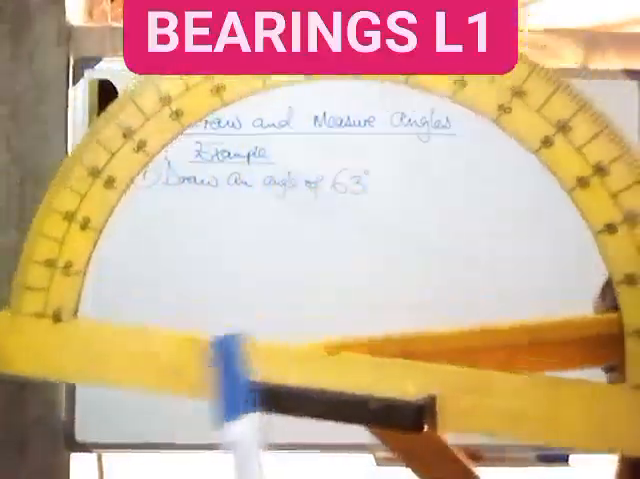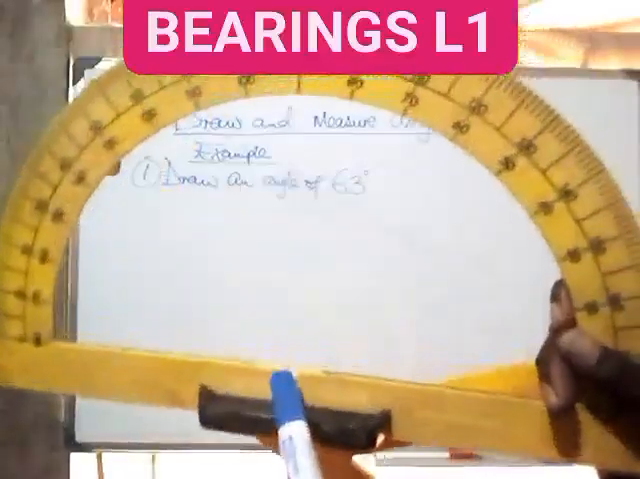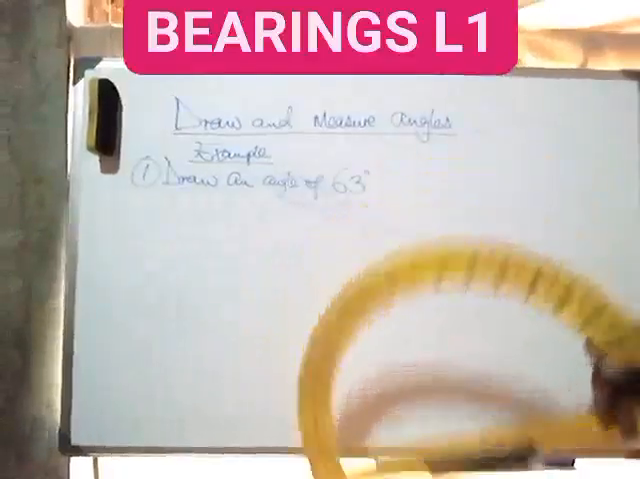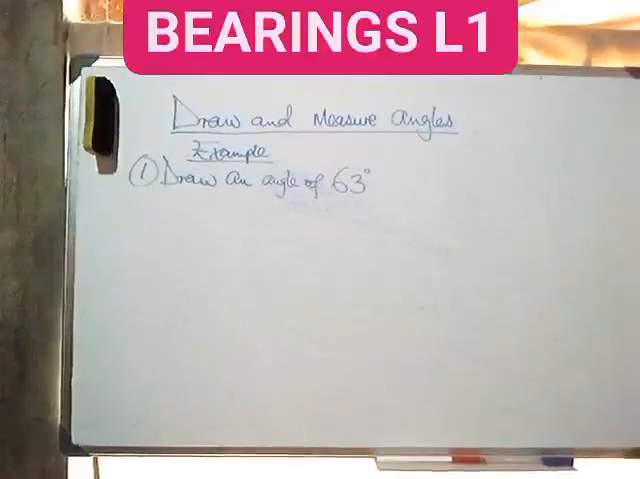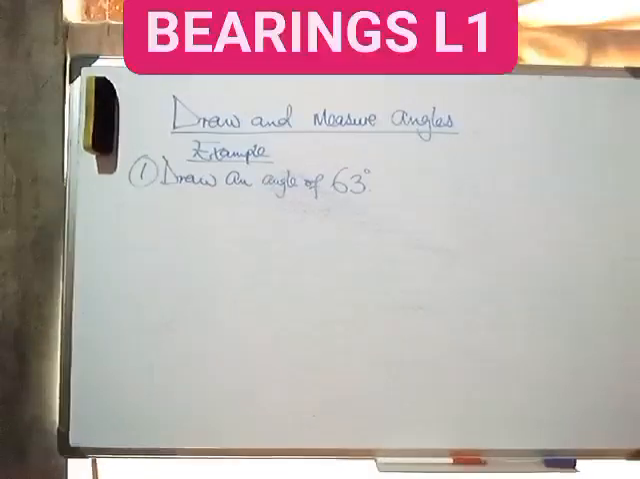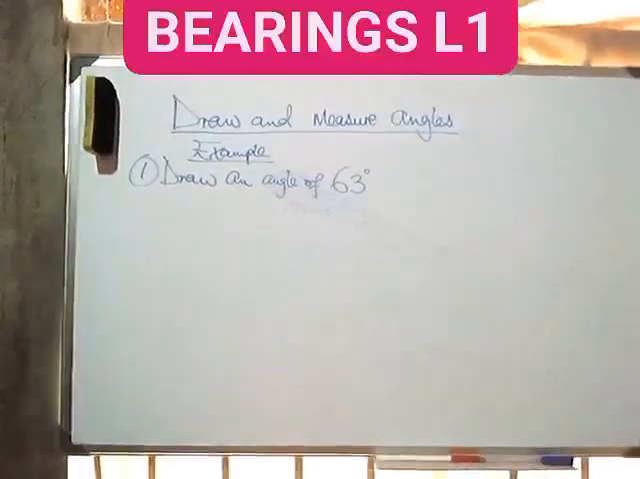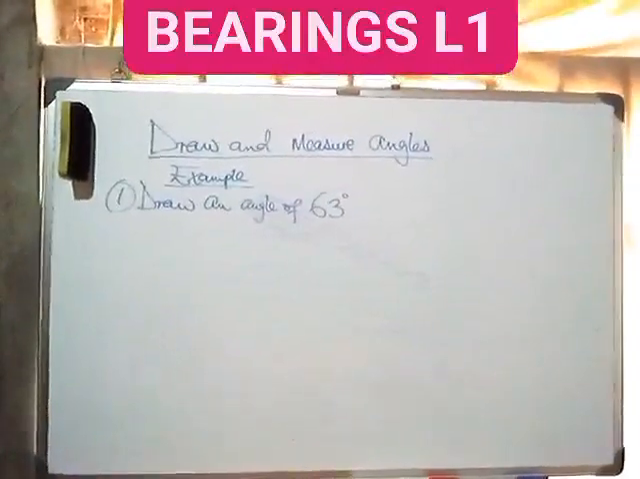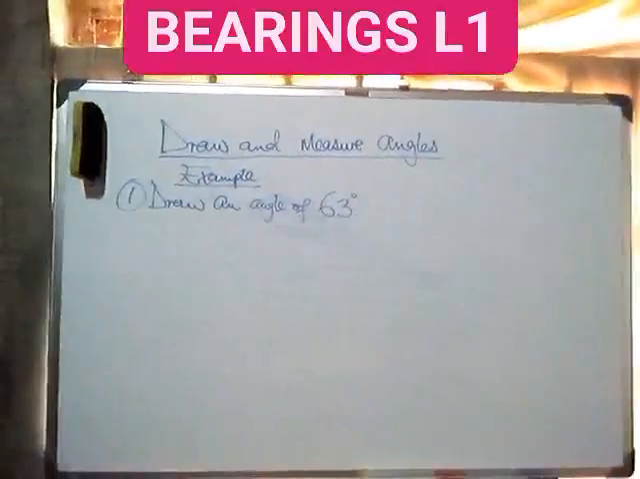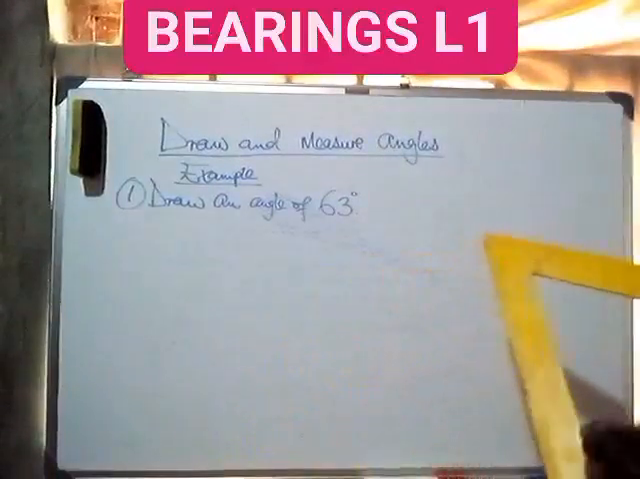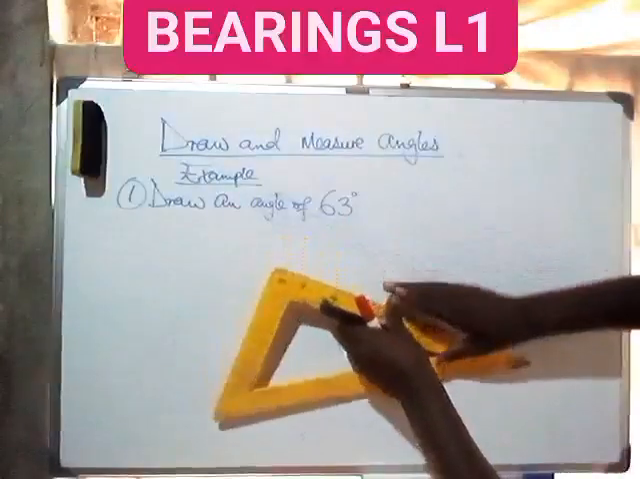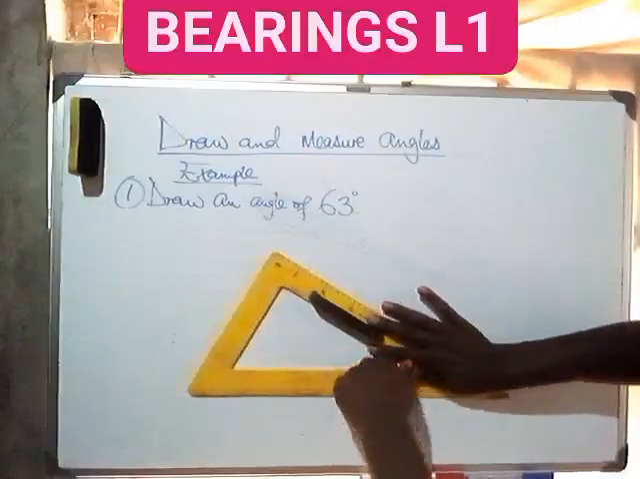So we have this point here. This is the original point. Okay, so if you want to draw angle 63, the first thing you need to do is draw a line. That line will be a straight line where you are going to place your protractor. So in this case, my line will be here. Let me do it like this. So I will draw my straight line there.